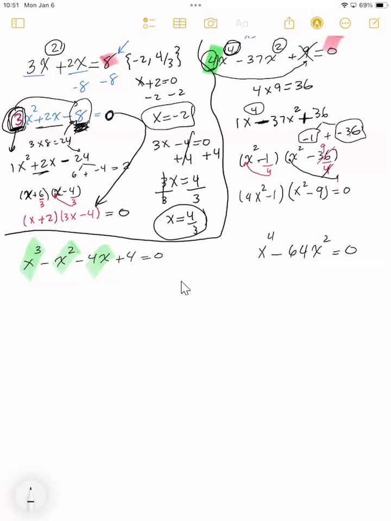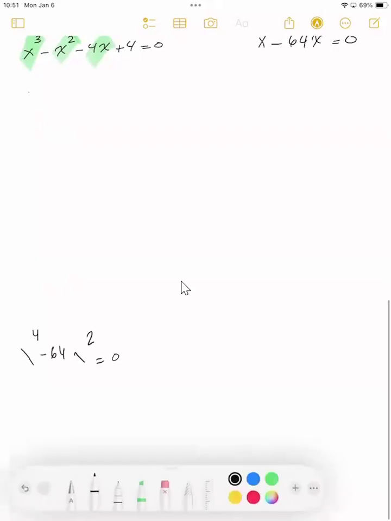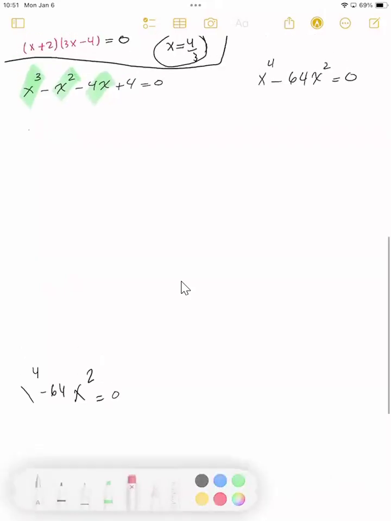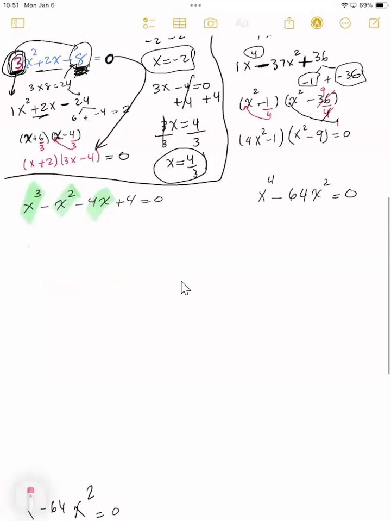You set it equal to 0. I'm going to need a little bit of room here. So I write this x to the power 4 minus 64 x squared here for later. So you set each factor equal to 0.